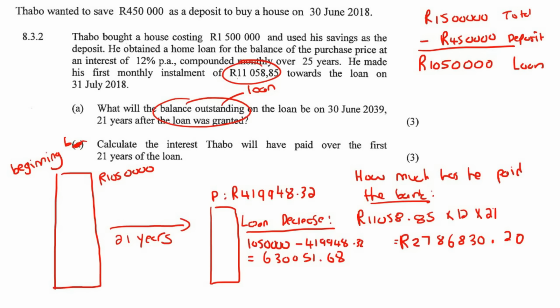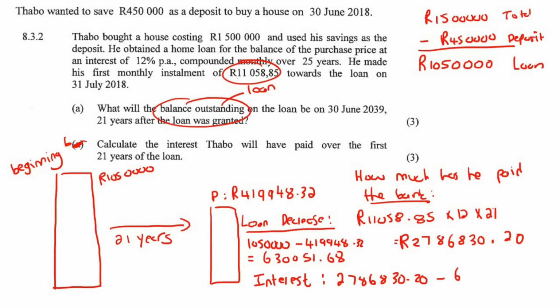Is someone at the bank stealing it? No, that is interest. So not all of the money that he pays back to the bank gets used to take the loan down. Some of it is being used as just the interest, you see? So he paid 2.7 million back to the bank, but only 630,000 rand was actually used to lower the loan. The rest of the money is interest. How crazy is that? The amount of interest that Thabo has paid, it's almost like that money just disappeared. But that's what the interest is. It just disappears.